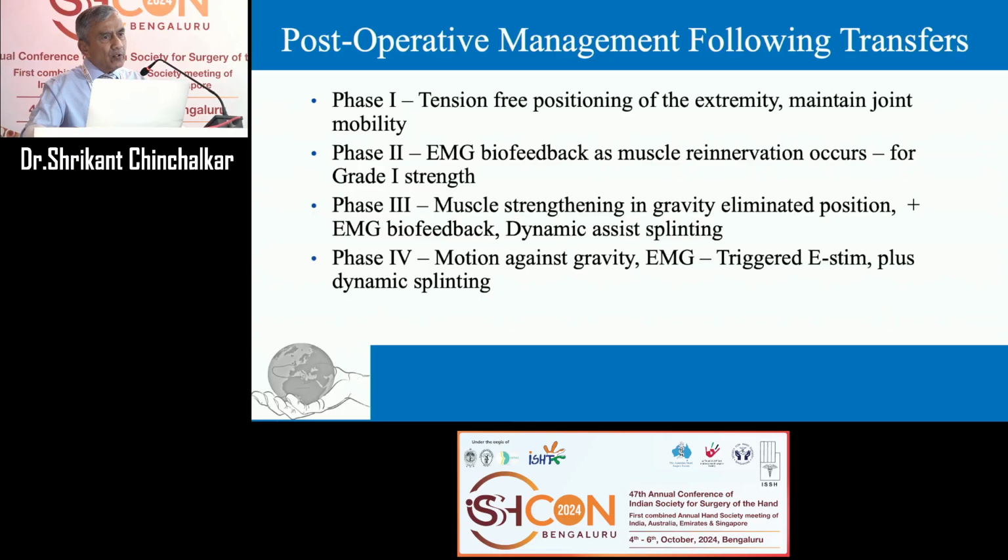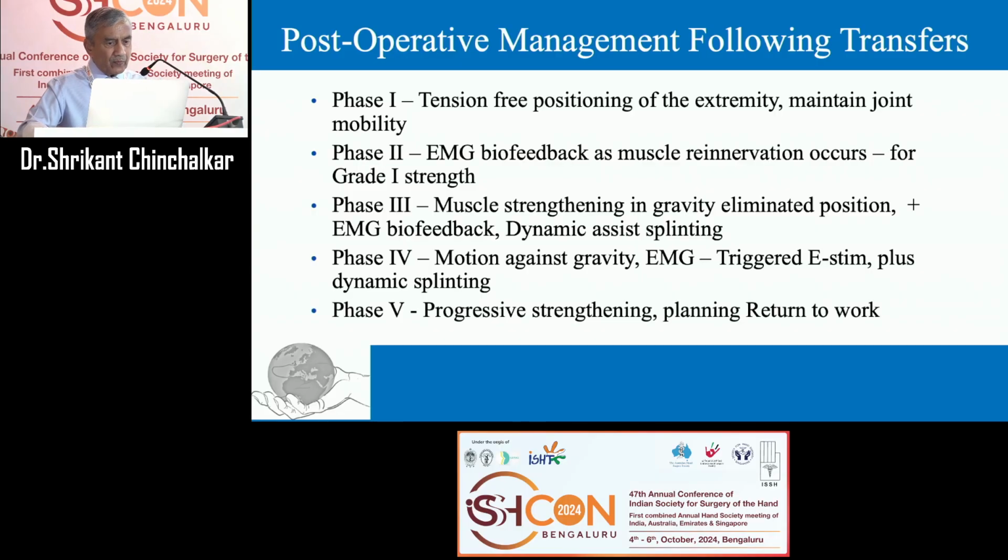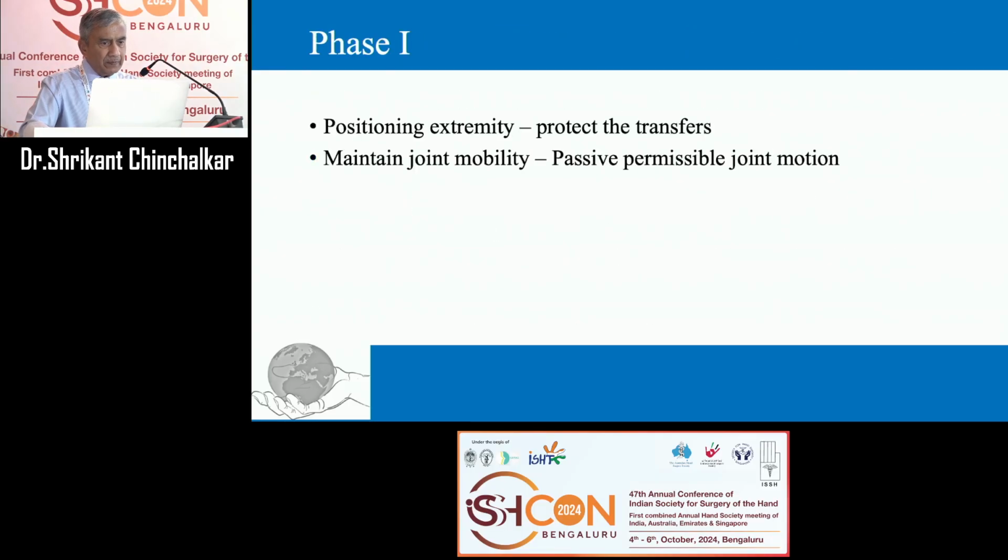Now when we want to bring the muscle contraction from grade 3 to grade 4, then we consider using EMG triggered electrical stimulation. And we use dynamic assist splinting, and I'll show you some examples of those. And then we go on to progressive strengthening. So these are the phases of our rehabilitation program.